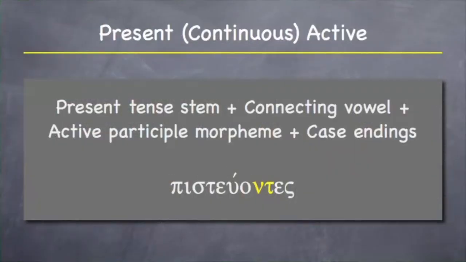How do you form a present or a continuous active participle? You have the present tense stem, the connecting vowel, the active participle morpheme, and then the appropriate case endings. The active morpheme is nu tau, and so you end up with a form like pistuantes. Now, before we get into the paradigm, I want to emphasize something you learned back in chapter 10 or 11, and that is the word pas. Remember that? Pas is the word for each, every, or in the plural all, and is from the root pant.